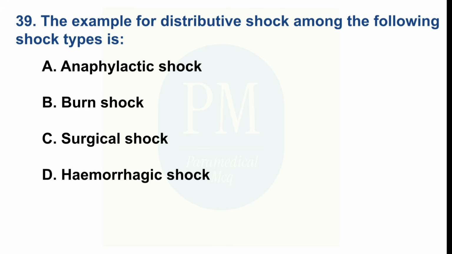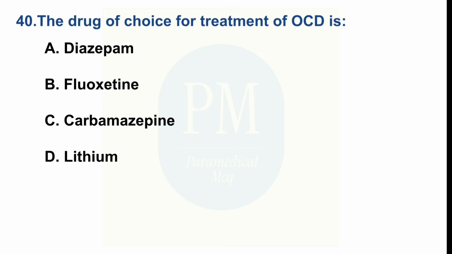The example for distributive shock among the following shock types is option A, anaphylactic shock, option B, burn shock, option C, surgical shock, option D, hemorrhagic shock. The correct option is option A, anaphylactic shock.